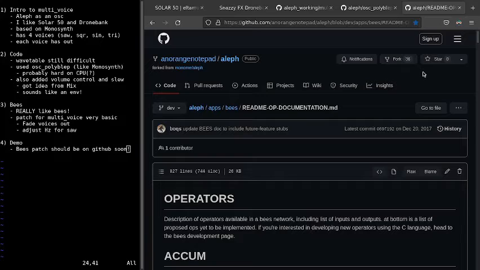So, the last thing that I would like to do is a short demo of the multivoice mod using the bees up network that I made for it. The bees patch notes should be available on GitHub soon. Thank you.